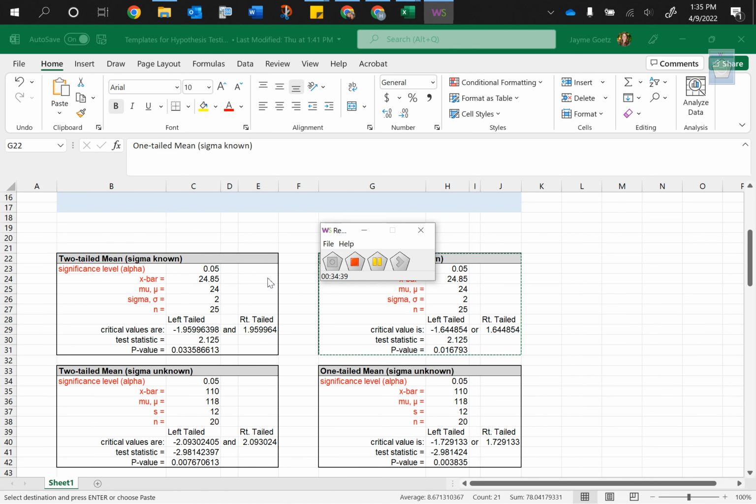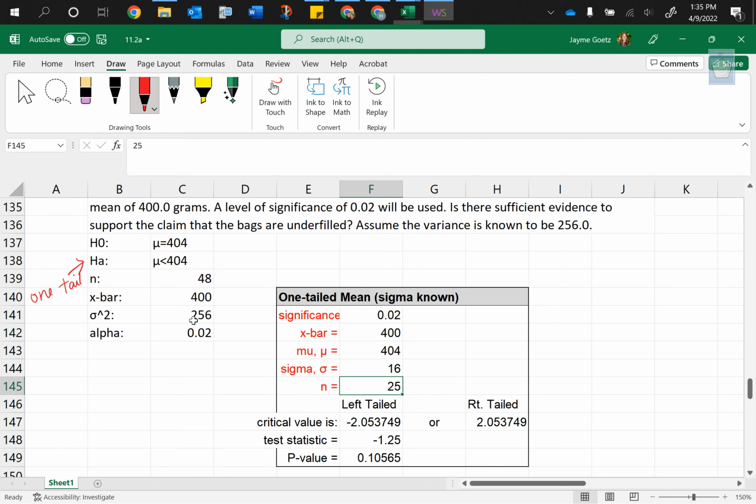Okay? Now we're going to take a minute, and we're going to type in our information. My significance level on this one is 0.02. My X bar is 400. My mu, my population mean, is 404. My sigma is going to be the square root of sigma squared. So you can type in square root of 256, or we all know that should be 16. You can type that in as well. And my n value here is going to be 48.